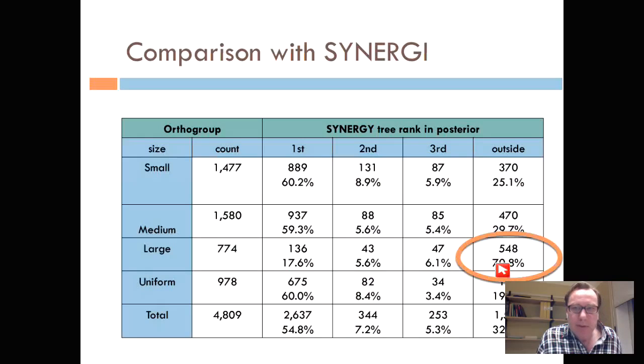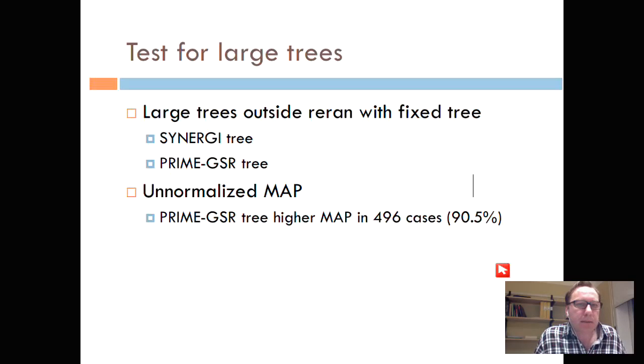So we looked a bit closer at that by fixating the SYNERGI tree, or the tree that we pick as the one with the highest posterior, and we reran our program and looked at the unnormalized maximum a posteriori value for what we got. And prime GSR, the tree that prime GSR picked, had in 90% of the cases a higher maximum a posteriori value, which is to say that if you believe in our model, it wasn't a computational problem that made so many of the SYNERGI trees lie outside the posterior. On the other hand, if you believe more in their model, which is a bit of an ad hoc model, then this doesn't say so much.